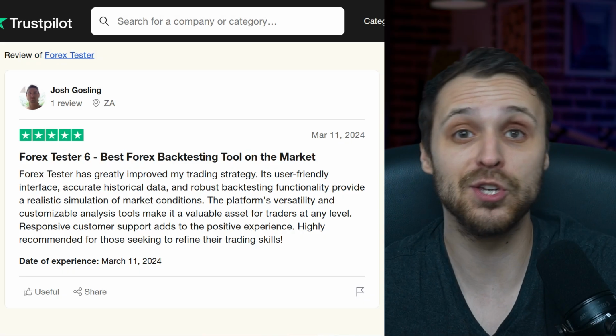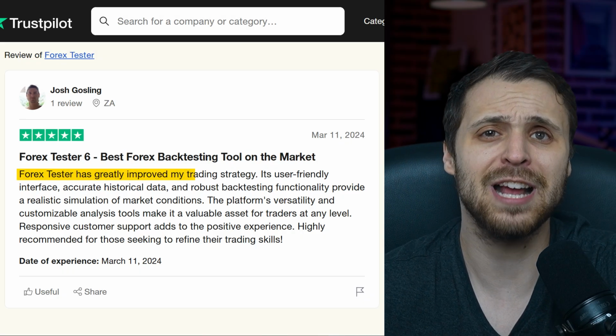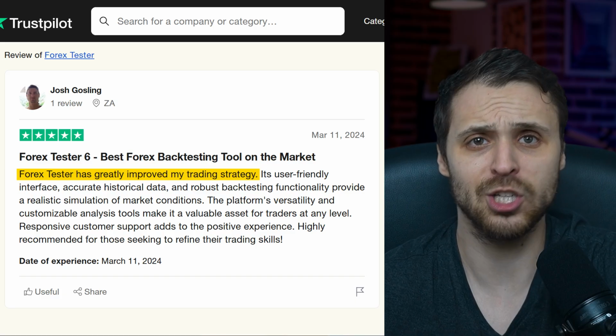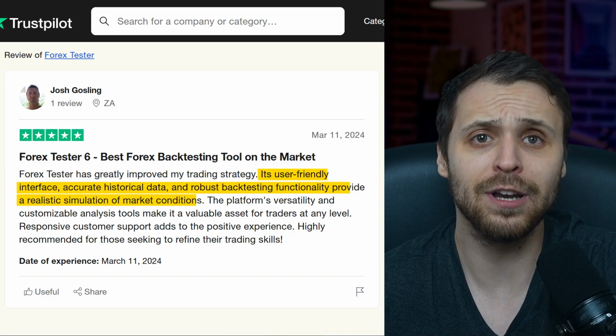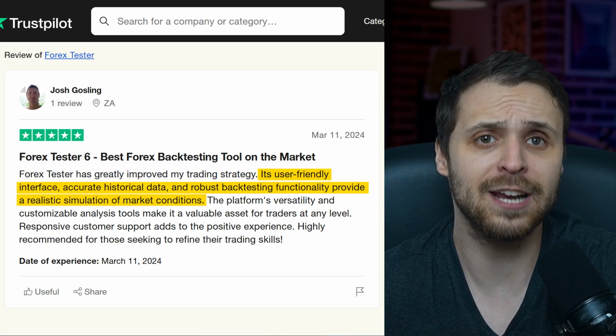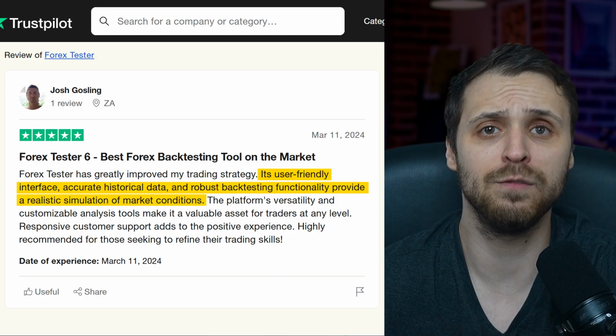I saw this in a user review. This trader said that Forex Tester has greatly improved his trading strategy. He praised its user-friendly interface and accurate historical data, calling it a realistic simulation of market conditions. So yeah, that's exactly what it offers, a solid, focused sandbox for testing your Forex rules.